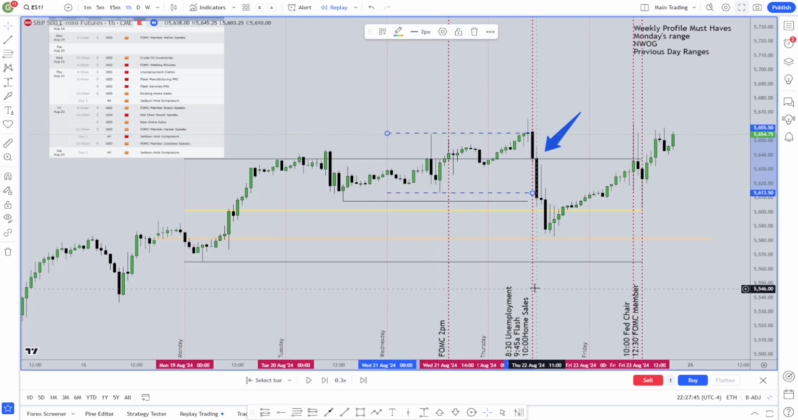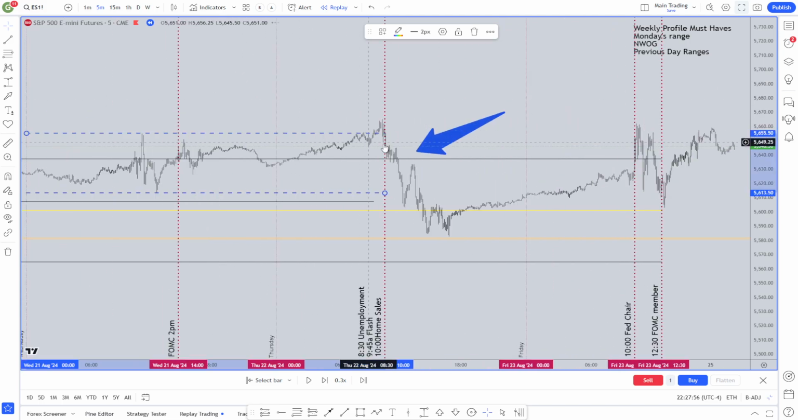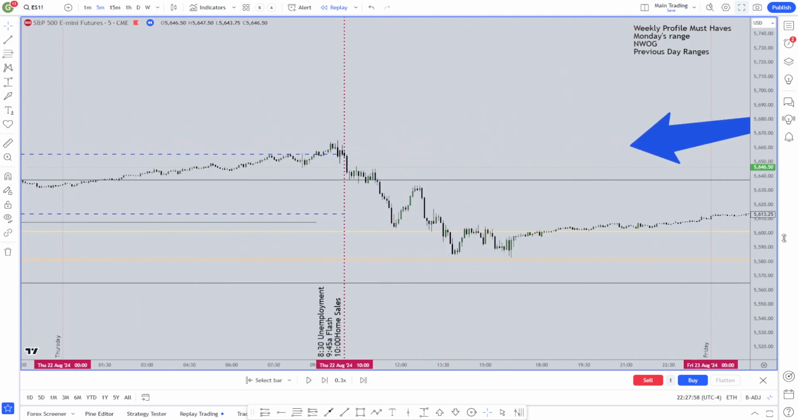We have a news event. The last news event is at 10. So we're going into Thursday. So 8:30, 9:45, and 10. So let's go into Thursday. We'll jump down on a 5-minute chart.